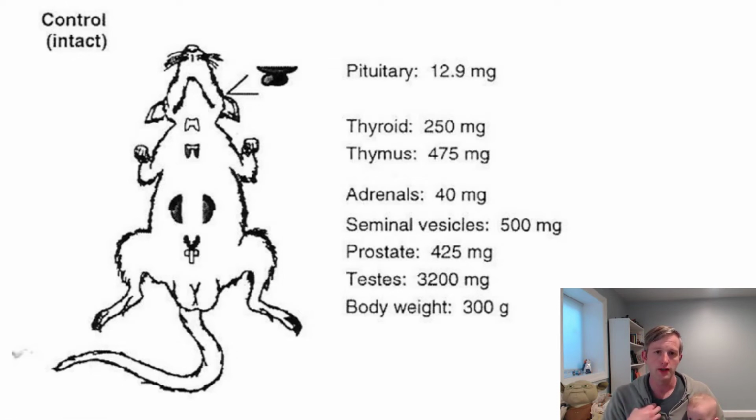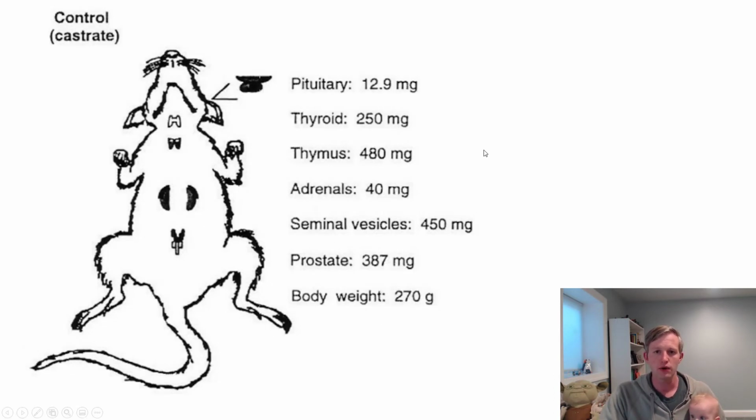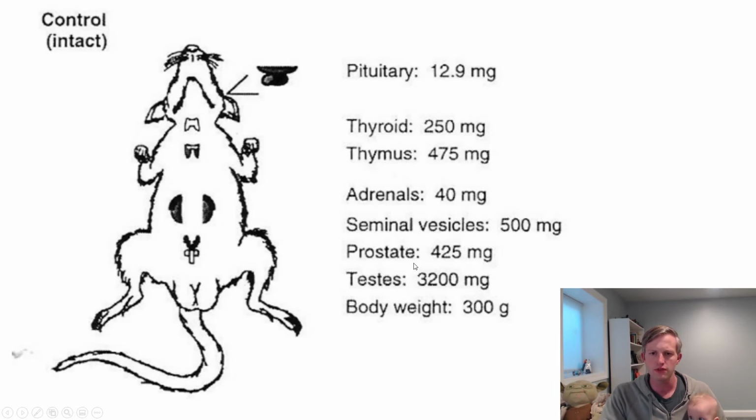The first one is an intact rat, so that is a rat that has its testes, and these would be sort of the average organ weights for a typical control rat that has not been exposed to any particular hormones. For the second one, then, it's the castrate rat. Again, the testes have been removed, and you can see how that has changed a few of the organ sizes from a typical rat that either has or does not have its testes. Meanwhile, things like the pituitary or the thyroid stay the same.